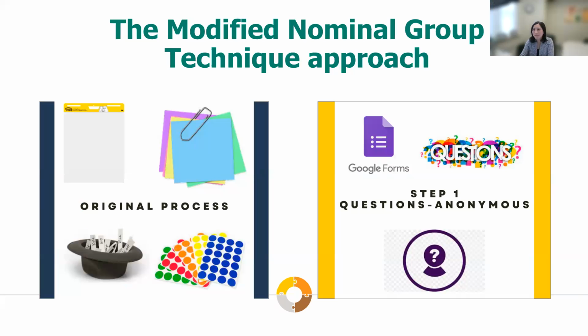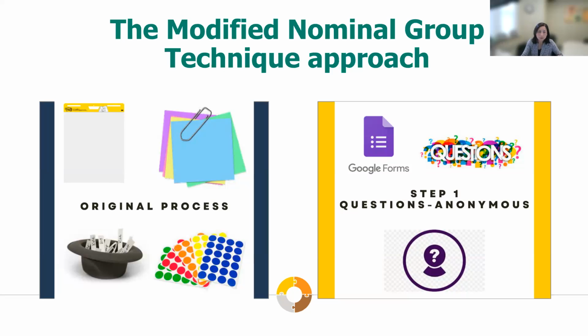Yes, and now we get to talk a little bit of what we did with the modified nominal group technique. And so here to the left, you see the original process, which involves a flip chart, possibly a box or a hat to gather the ideas that can also be placed on sticky notes. And from there on, voting can be done manually or using multicolored dots that represent the ranking of the preference, as I mentioned before.